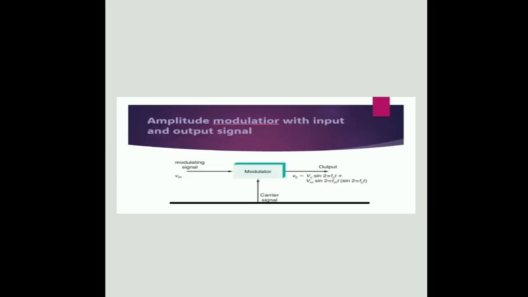Now we learn the amplitude modulator with input and output signal. The given diagram shows the amplitude modulator with input and output signal. The instantaneous value of the AM wave is the carrier waveform multiplied by the modulating signal waveform. The circuit used for producing AM is called a modulator. Its two inputs, the carrier and the modulating signal, and the resulting output are shown in the figure.